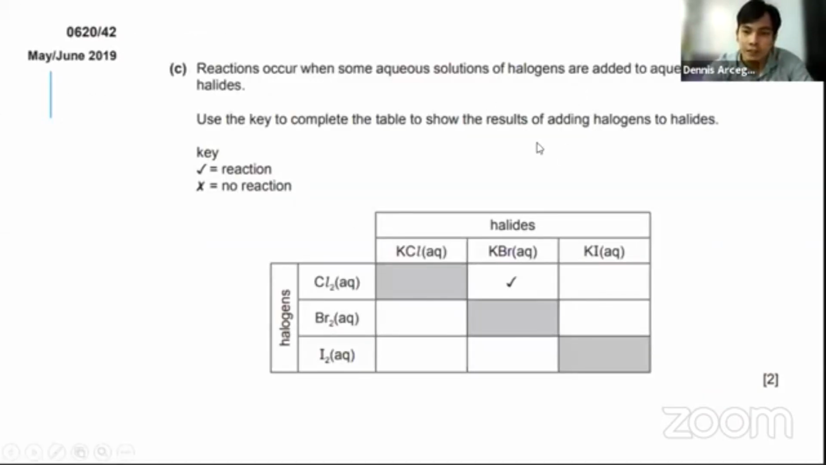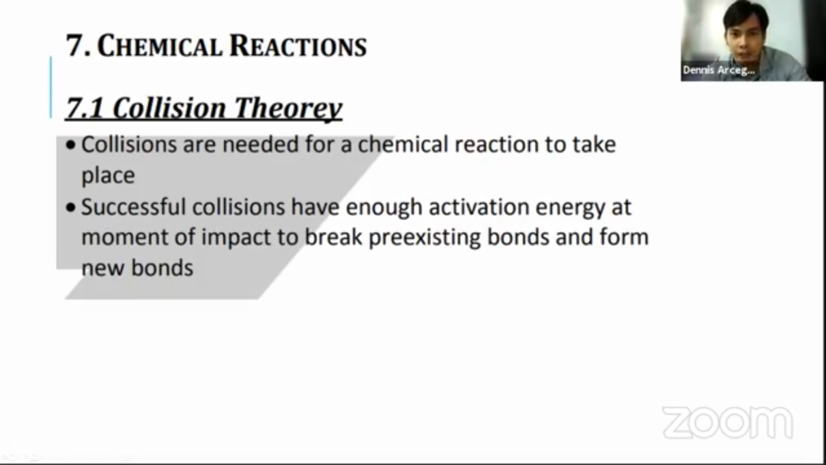Again, collision theory. Collisions are needed for a chemical reaction to take place. So there will be no chemical reaction if there's no collision. Successful collisions have enough activation energy. Remember this: chemical reactions only happen because there is enough energy to reach the activation energy. Activation energy means the energy needed for the chemical reaction to occur. Not all collisions will be successful in making a chemical reaction. It needs to reach activation energy.